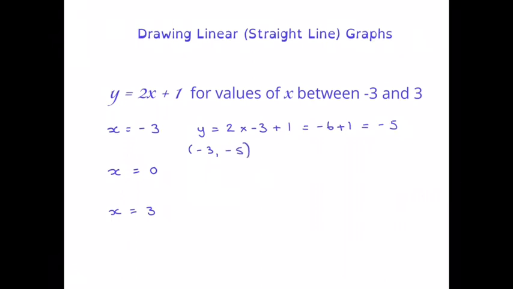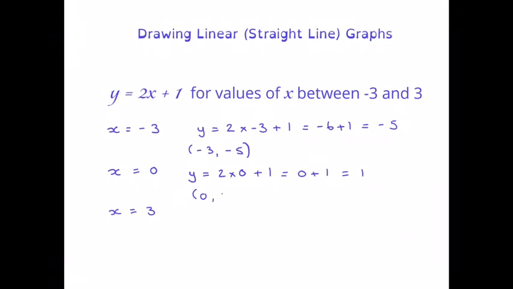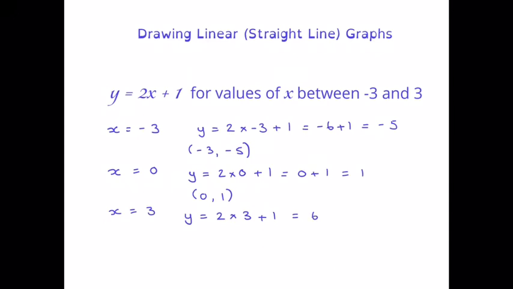Next, put x equals 0 into the equation. So y equals 2 times 0 plus 1, which equals 0 plus 1, which is 1. So my next coordinate is 0, 1. Finally, put x equals 3 into the equation. y equals 2 times 3 plus 1, which equals 6 plus 1, which is 7. So my last coordinate is 3, 7.